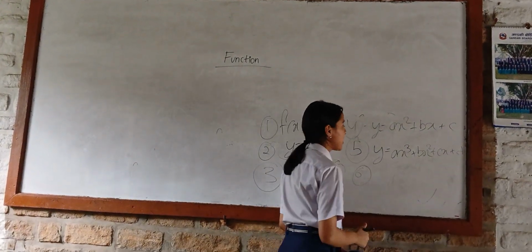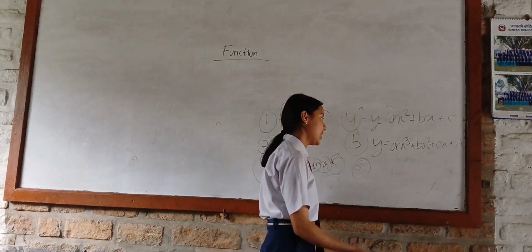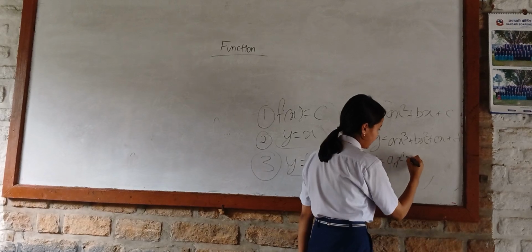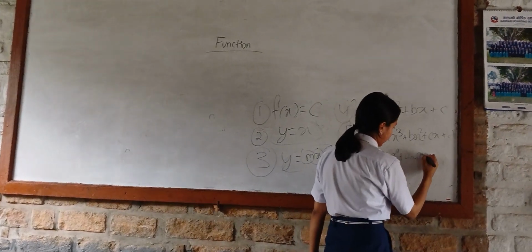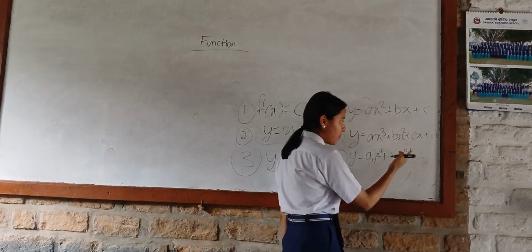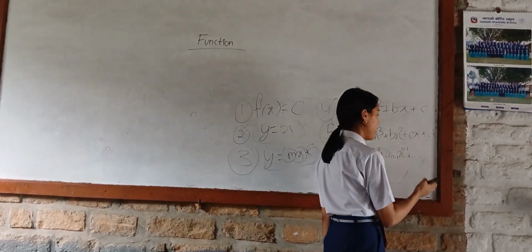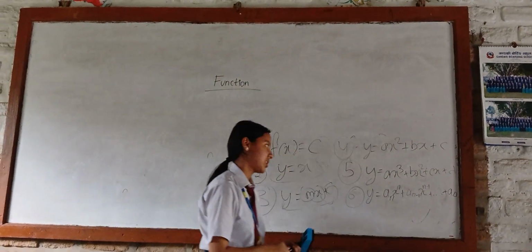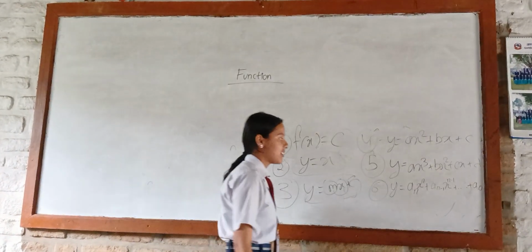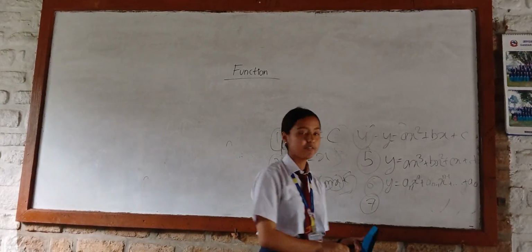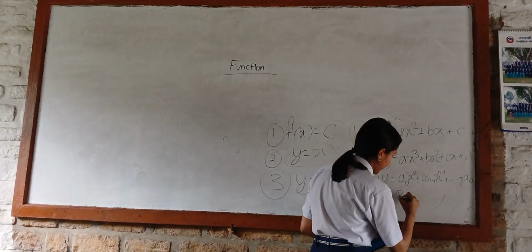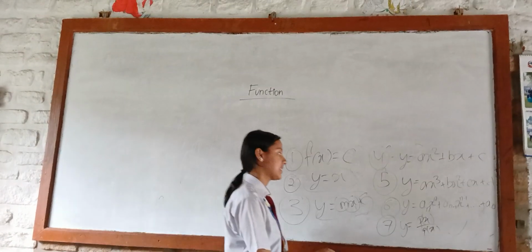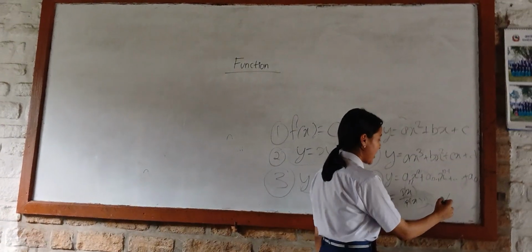In number 6, it is the polynomial function, where the condition is a_n x to the power n plus a_(n-1) x to the power n minus 1, and so on. The power n decreases until n becomes 0, and we get a_0, and x to the power 0 is 1, so we don't need to write it. And at last, there is the rational function, where y equals p(x) by q(x), where p and q are functions of x, and the value of q(x) should not be 0.